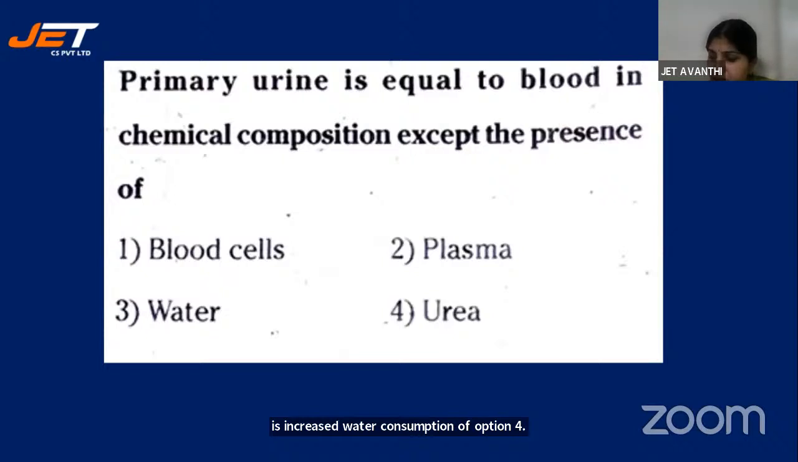Then primary urine is equal to blood in chemical composition except the presence of what? This is regarding the composition of urine. Primary urine, which is the primary filtrate formed in the PCT, is equal to blood composition, but which is lacking what? Blood cells, plasma cells, water, urea.